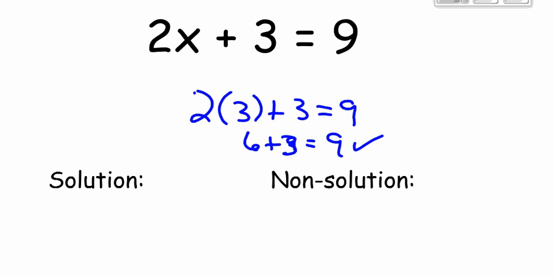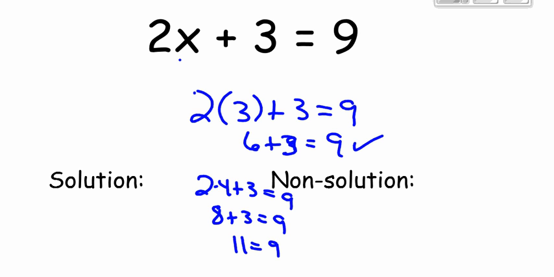What if I plug in 4? 2 times 4 plus 3 equals 9. That's going to give me 8 plus 3 equals 9, which is 11 equals 9, which is not true. So 4 is not a solution. So 3 was a solution. 4 is not a solution.